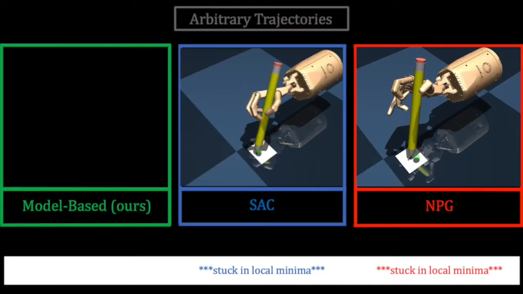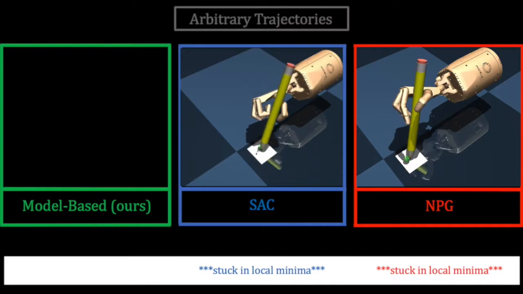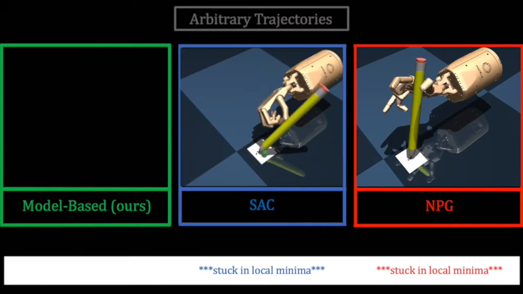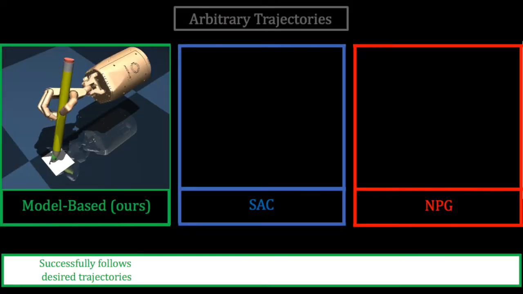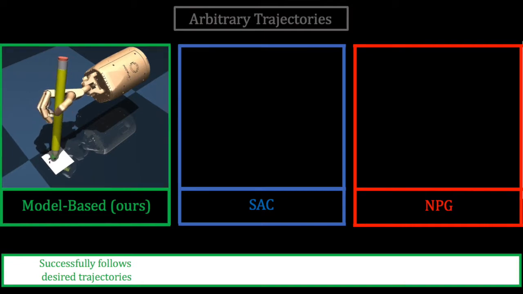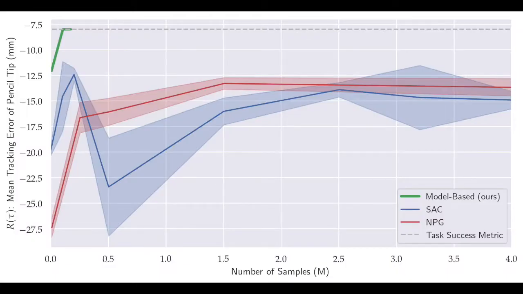Next, if we try the more interesting task of training on arbitrary writing trajectories instead of just a single one, we see that both soft actor-critic and natural policy gradient fail. Our method, on the other hand, can learn to successfully and precisely write arbitrary trajectories. We see that our method not only succeeds, but does so using very little data.